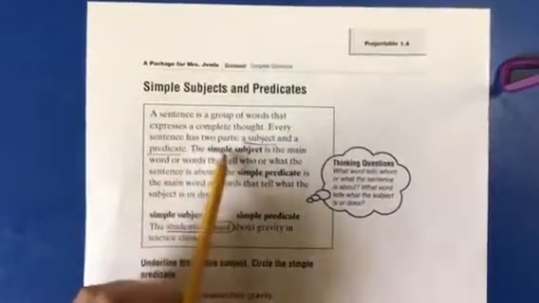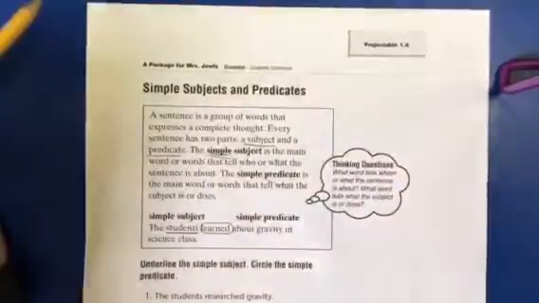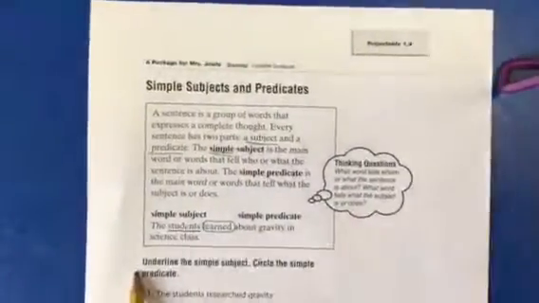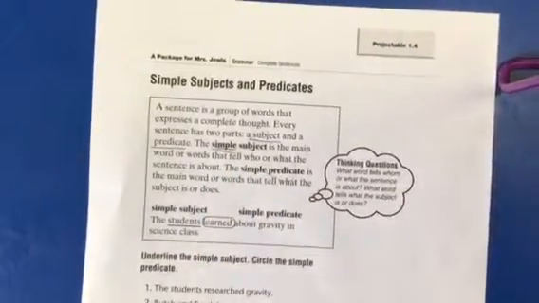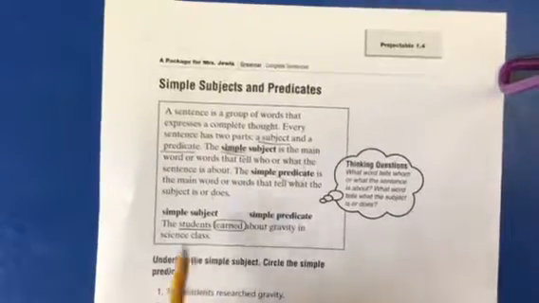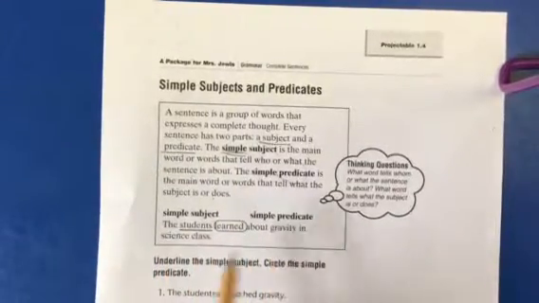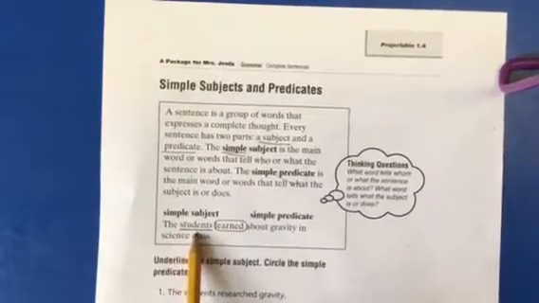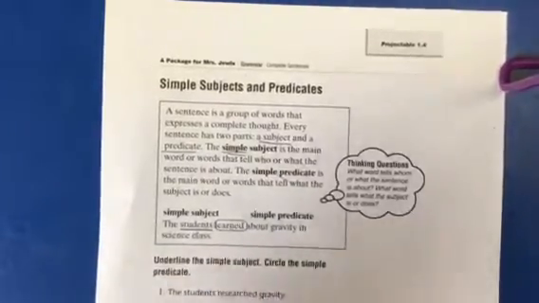Okay. The only reason it says simple is because they're only doing one thing. If they were doing more than one thing, it would be something else. But since it's simple, your sentence is only going to have one thing in it. So as an example, it says the students learned about gravity in science class. So who are we talking about? Students. What are they doing? They're learning. And that's a good phrase to kind of get yourself into when we're talking about this.